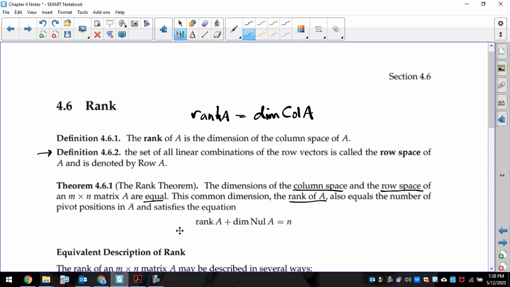So it turns out, if you remember, we had the dimension of the column space plus the dimension of the null space of A is equal to the number of columns. We learned this last time. So this is the total number of columns.